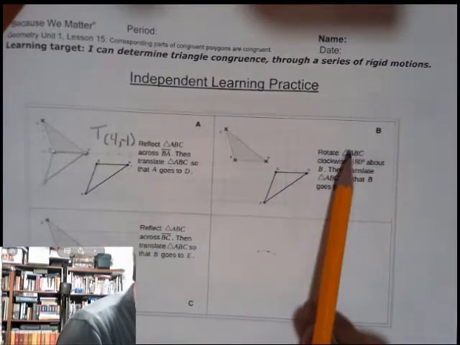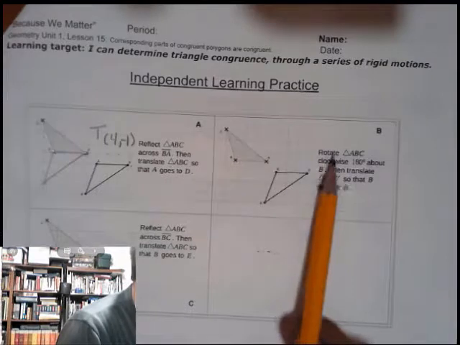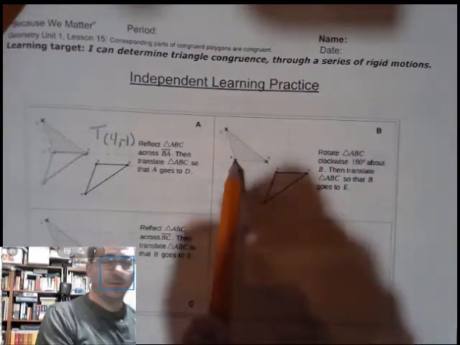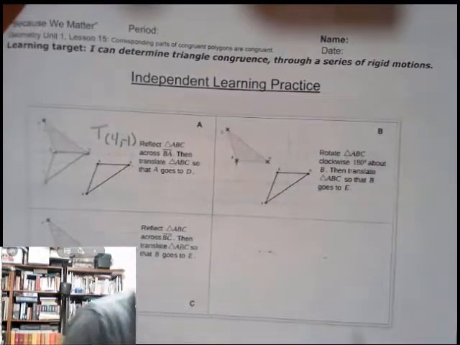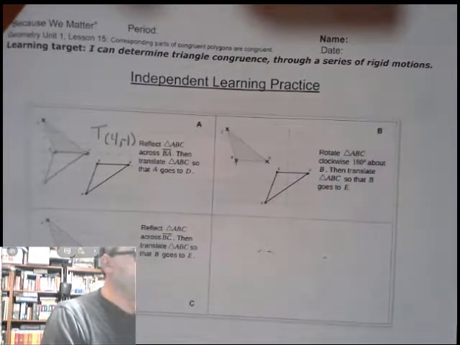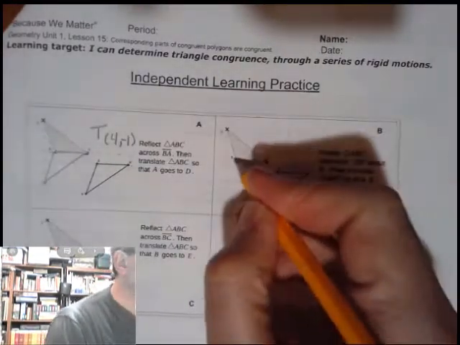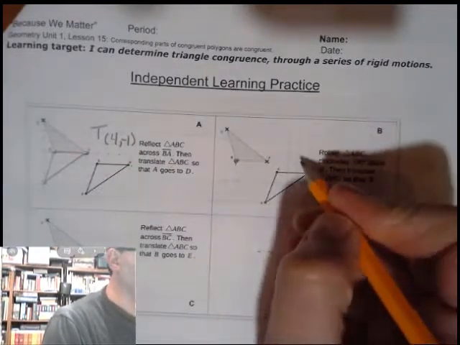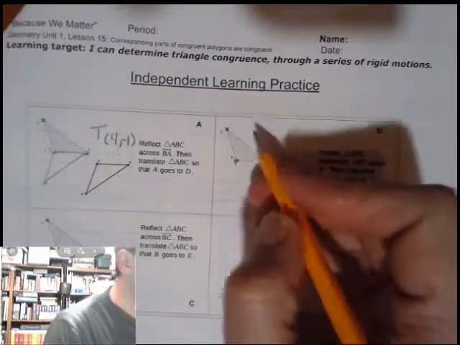This one here says rotate ABC clockwise 180 degrees about point B. So we're going to rotate it right on point B there. And then translate ABC so that B goes on E. So all right, I need to rotate 180 degrees. What happens? Well, B stays right where it wants to be if I'm rotating 180 degrees.